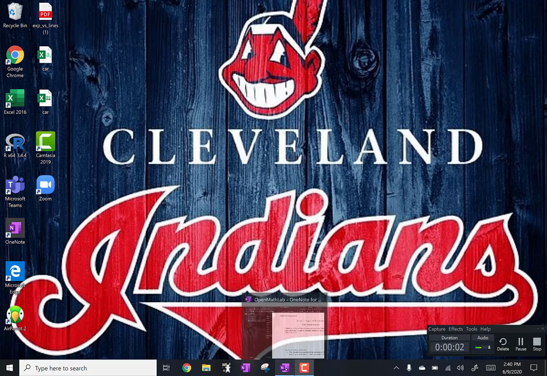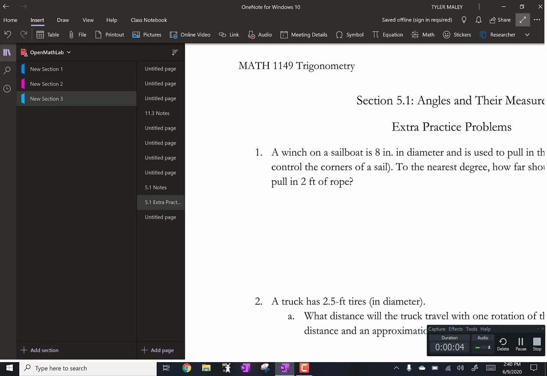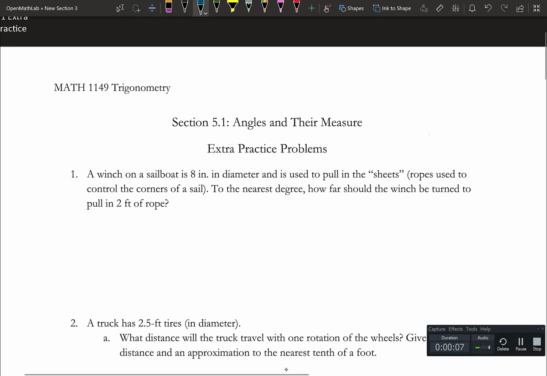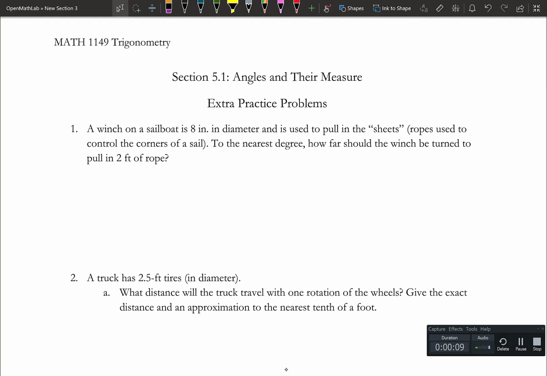Hi. So we finished up section 5.1, and I have some extra practice problems for 5.1, just to help some of these concepts sink in a little more, and to do a few more examples.